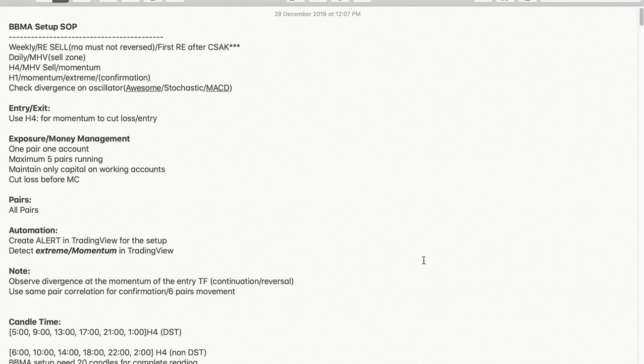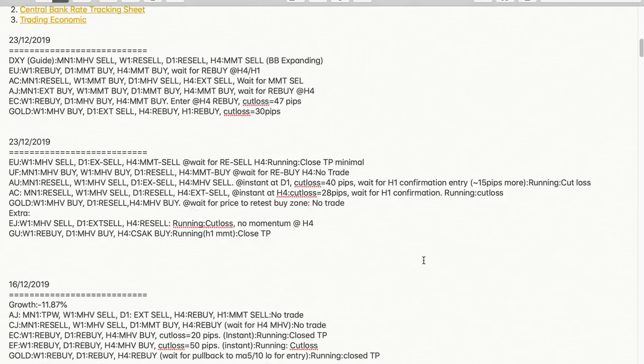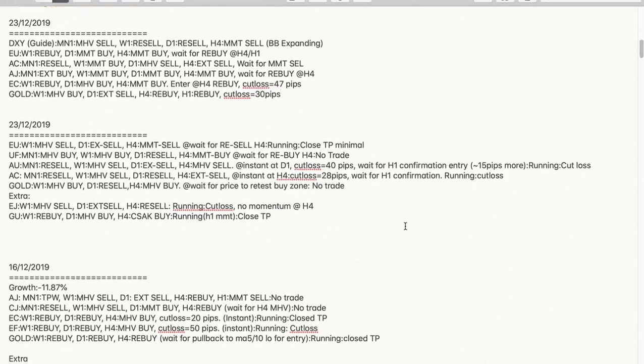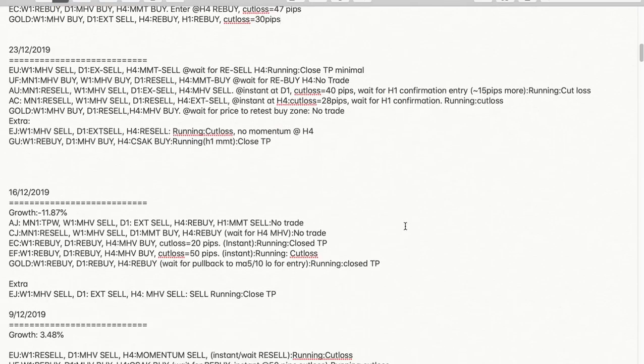Okay, let's go by reviewing the trade that we have for the last week, 23rd of December 2019. The first trade we have was Euro USD. We have closed this one with TP minimal. And then the next trade that we have in our analysis was USD CHF. This one does not go to our re-entry buy, so we have no trade.